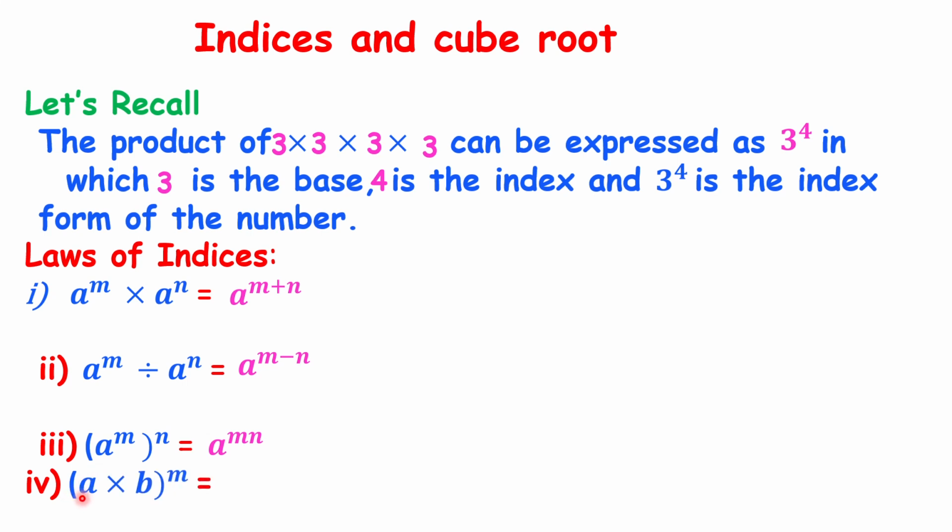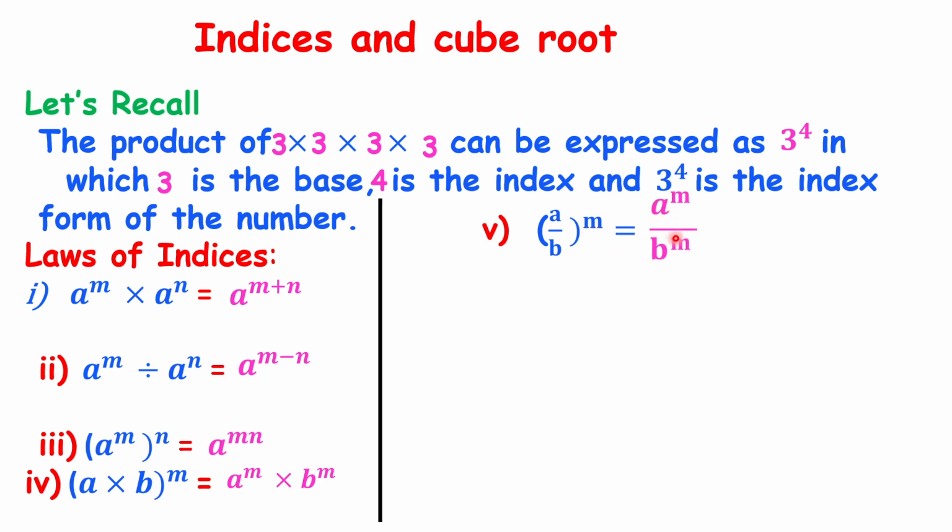Fourth law, a into b raised to m. Here a and b are the two different bases and m is the same index. Then we can write as a raised to m into b raised to m. Fifth law, if base is a upon b, means a upon b raised to m is equal to a raised to m upon b raised to m. Sixth law, a raised to minus m is equal to 1 upon a raised to m.